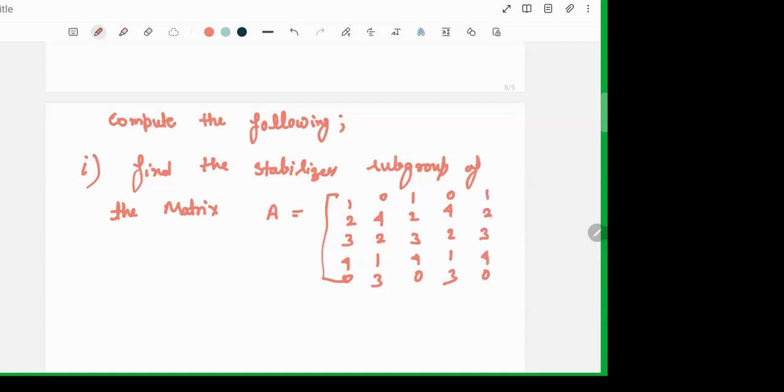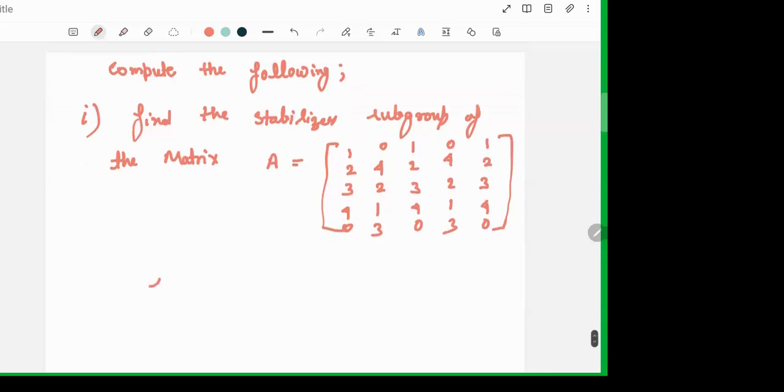What is the stabilizer? So stabilizer subgroup. Okay, let me define. Stabilizer of an element x belonging to X. How is it defined? Suppose G acts on X and x belongs to X. So the stabilizer of x is basically the set of g belonging to G such that gx equals x.